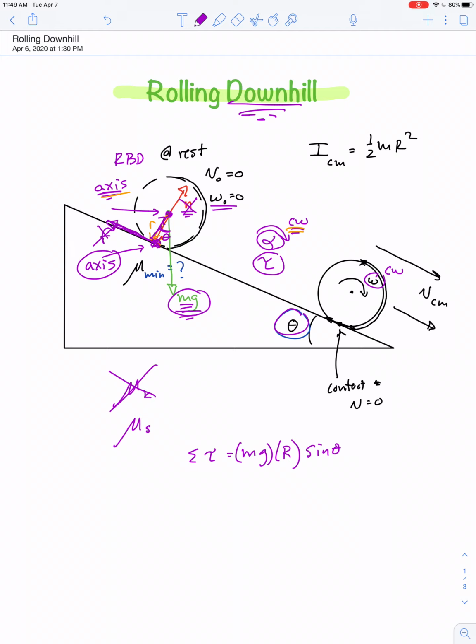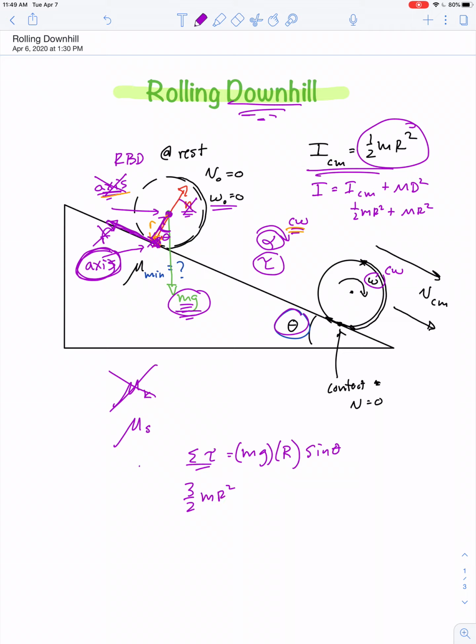Net torque is equal to I alpha because we've shifted our axis from the center of mass to the contact point. That shifts our rotational inertia, and we have to use the parallel axis theorem. So I should equal I center of mass plus md squared. In this case it's 1/2 mr squared plus an additional mr squared, which gives us 3/2 mr squared.